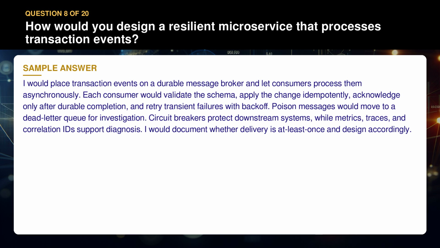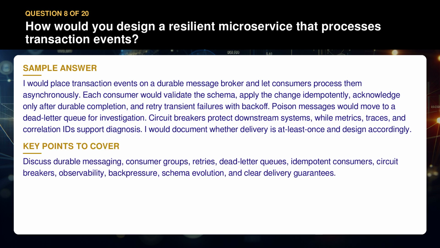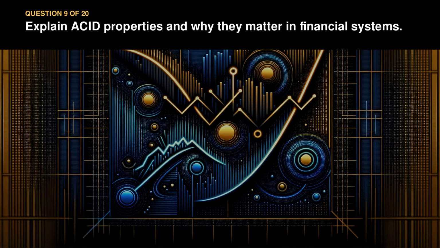Circuit breakers protect downstream systems, while metrics, traces, and correlation IDs support diagnosis. I would document whether delivery is at least once and design accordingly. Discuss durable messaging, consumer groups, retries, dead letter queues, idempotent consumers, circuit breakers, observability, backpressure, schema evolution, and clear delivery guarantees. Question 9. Explain ACID properties and why they matter in financial systems.